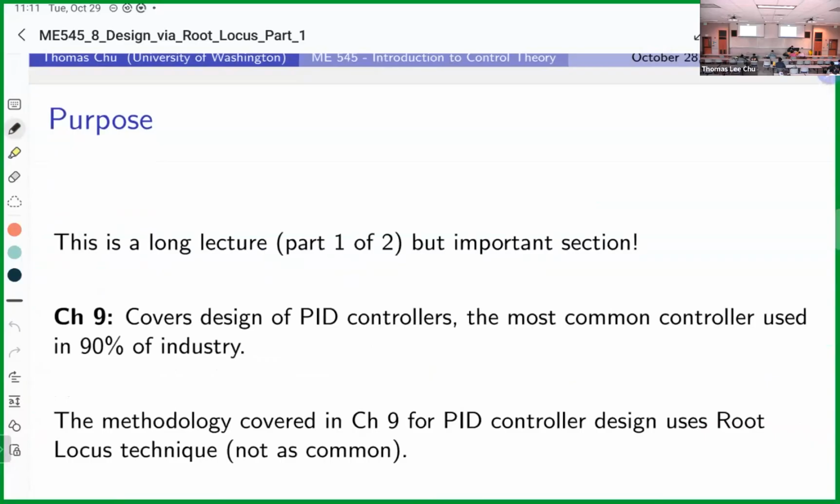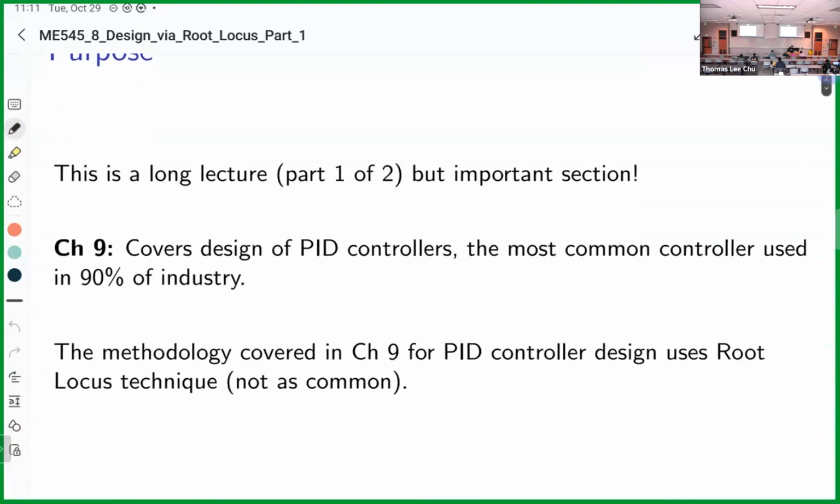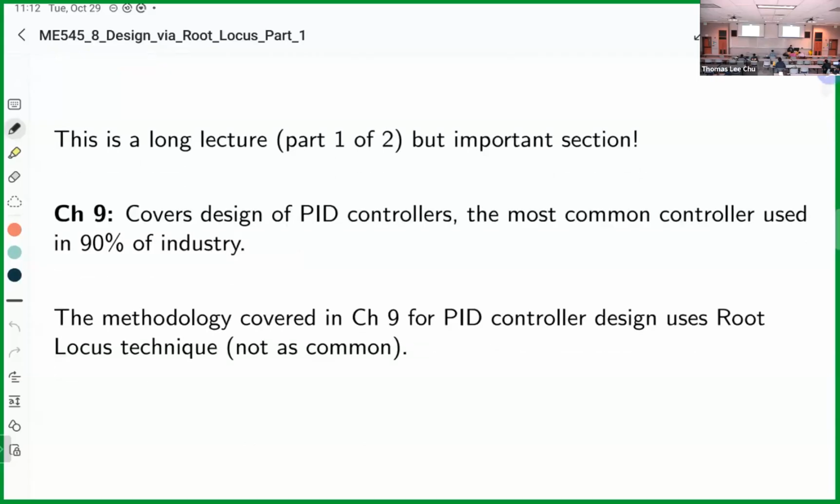Chapter 9 covers design of PID controllers, the most common controller used in 90% of the controls industry, and the methodology covered in Chapter 9 for PID controller design uses the root locus technique, which is not very common. You don't use root locus to design PID controllers. You just tune PID controllers by playing around with them and seeing how your output responds. But root locus is a good visual to show you what each component does.